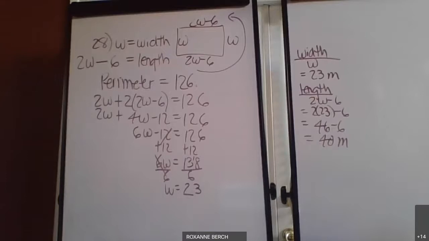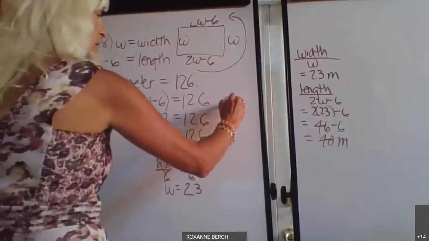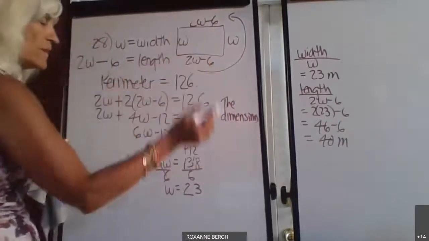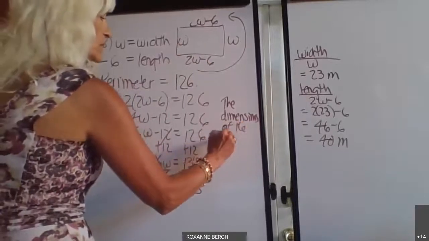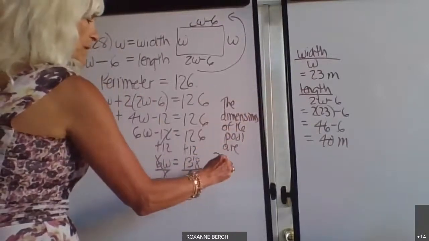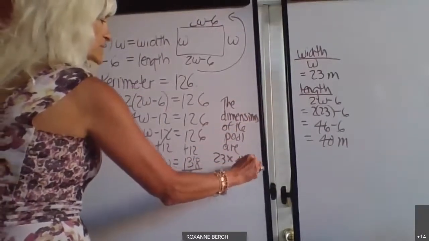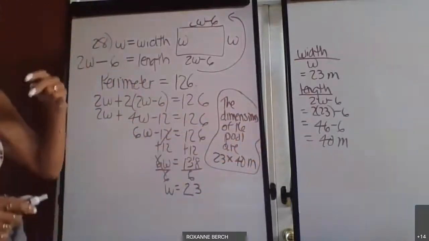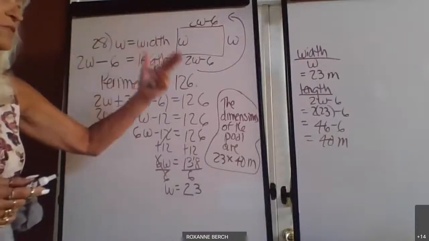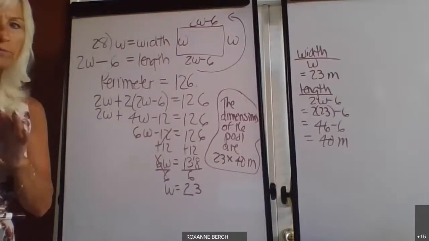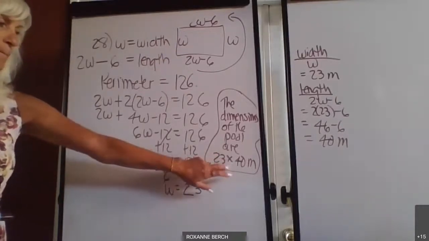And in the problem, they're asking for the dimensions again, which is the length and the width. The dimensions of the pool are 23 by 40 meters. And like I said, if you don't want to write it like that, then you just write the dimensions of the pool are the width is 23 meters and the length is 40 meters. But anybody at Home Depot or Lowe's, they're going to understand that.